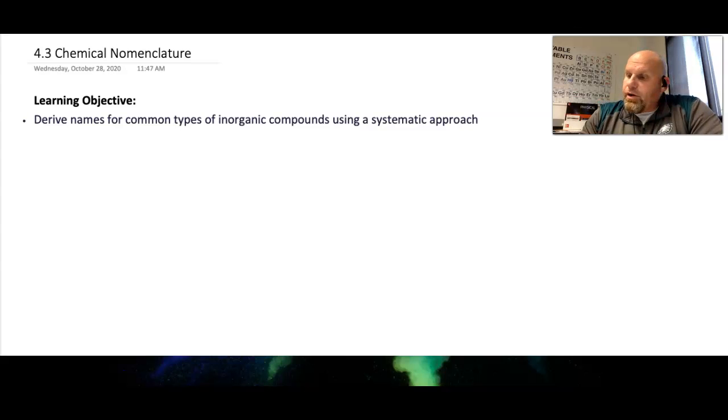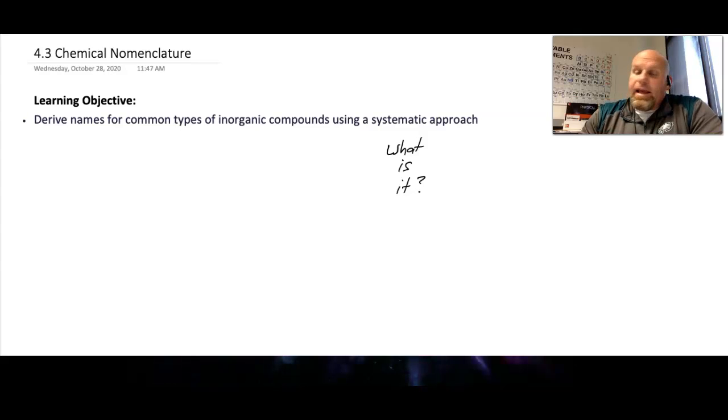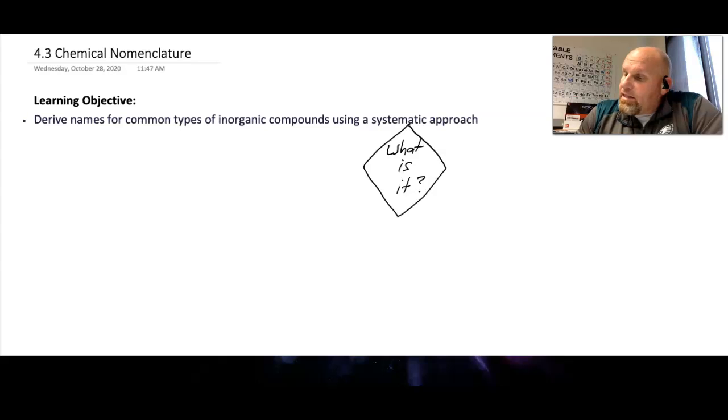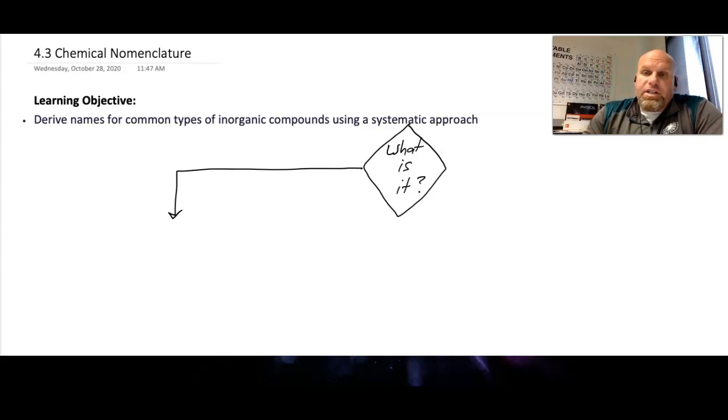As I just mentioned, there are 3 different types. Before I know which set of rules to follow, I have to first identify what type of compound I have. Then I can follow the specific set of rules to name that compound. The good news here is that distinguishing between the 3 types is pretty straightforward. And we've already talked a little bit about this in our bonding sections leading up to this point.